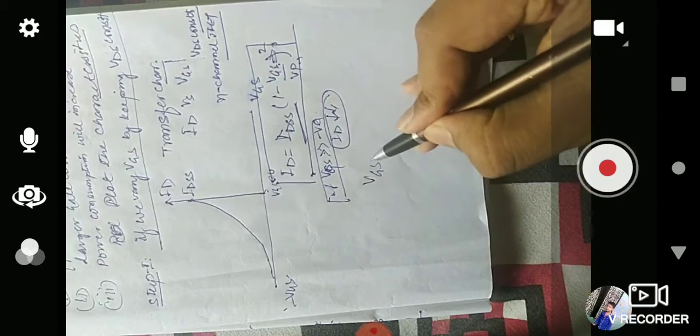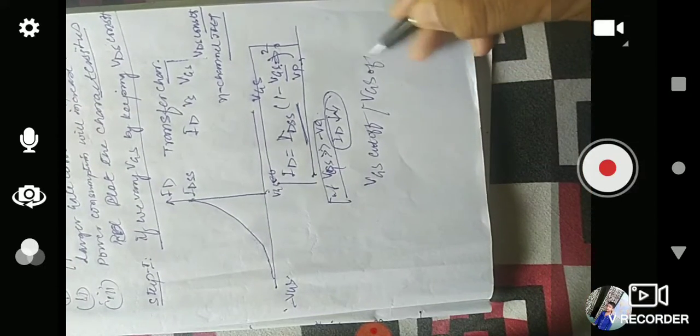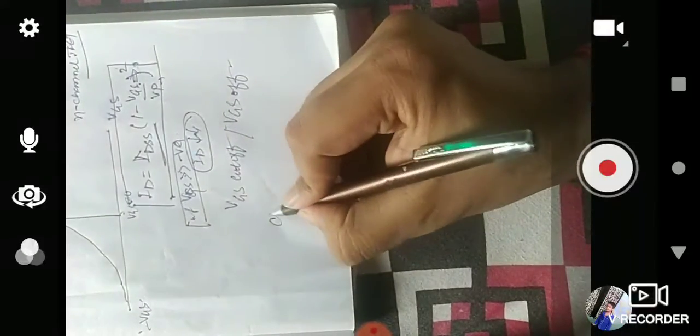The minimum gate to source voltage required to cut off the channel, or to reduce the drain current to 0, is called VGS cutoff. It can also be denoted as VGS off. The process where the channel width is altered by varying the gate to source voltage is called channel width modulation.